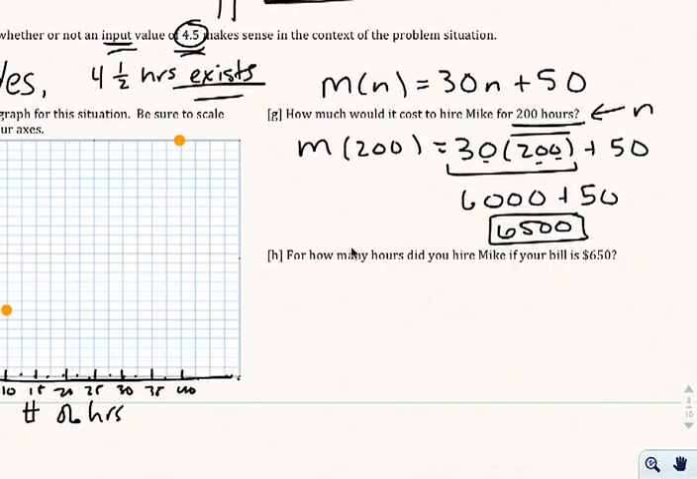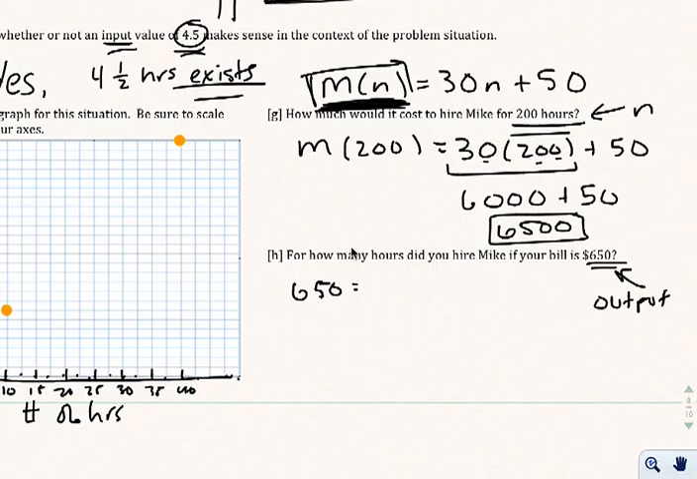For how many hours did you hire Mike if your bill is 650? Well, we have to make a realization here that that is actually the output. So we're actually being told this part of the equation right here. Right? So if I have 650 to be the same as 30n plus 50, we have to realize the function said, well, I'm going to take the n times 30, then add 50. In fact, I'm going to write this the other way because I think it's more intuitive. So if I take the function n and multiply it by 30, then add 50, I'll end up with $650.